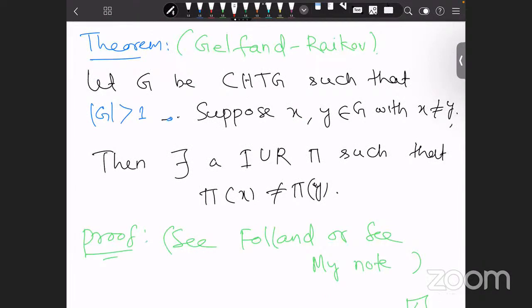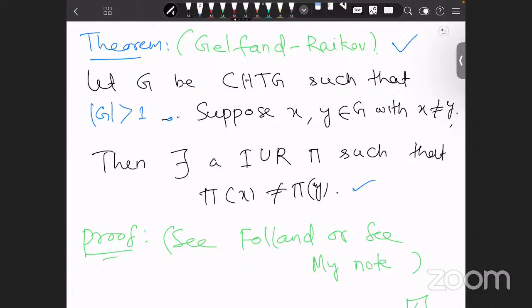For that, we have to prove a theorem due to Gelfand and Raikov. Let G be a compact Hausdorff topological group such that the order of G is greater than one, that is, G contains more than one point. Suppose x, y belong to G with x not equal to y. The Gelfand–Raikov theorem says that there exists a unitary irreducible representation π such that π(x) is not equal to π(y).